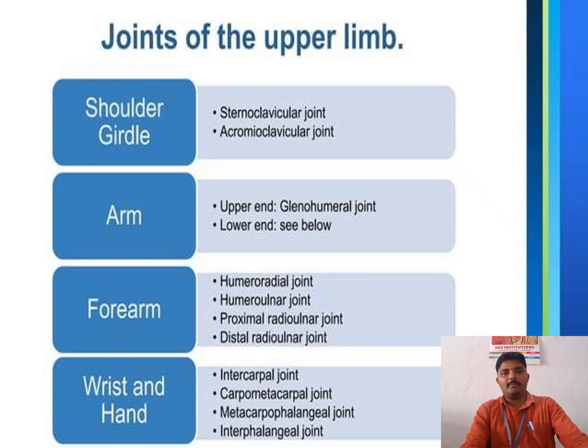Then the joints of the upper limb. The shoulder girdle has two joints, the sternoclavicular joint and the acromioclavicular joint. In the arm, the upper end is the glenohumeral joint, the lower end is the elbow joint. The forearm has the humeroradial joint, humeroulnar joint, proximal radioulnar joint, and distal radioulnar joint. The hand has the intercarpal joints, carpometacarpal joints, metacarpophalangeal joints, and interphalangeal joints.